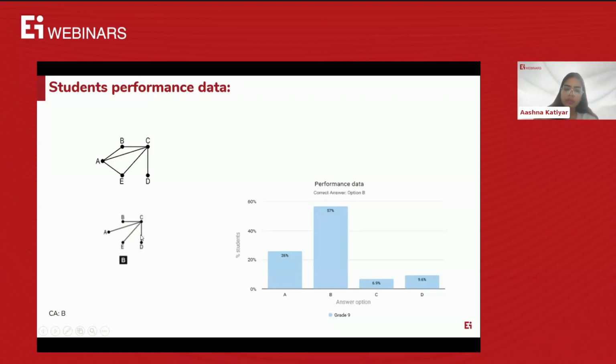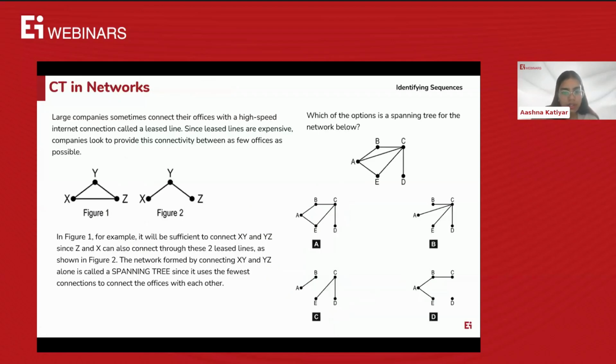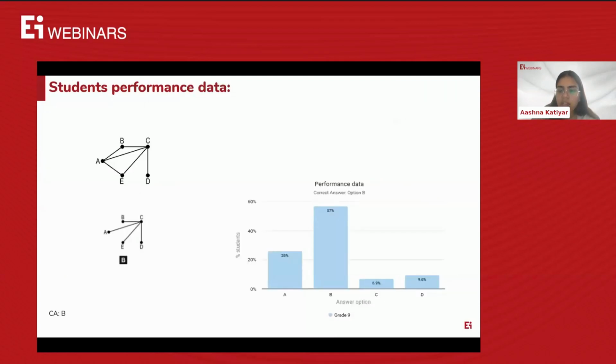Now, looking at the students' performance for this question, most of the students, 57%, have answered option B, that is the correct answer. But you can see that some of them have answered option A, and that is this one. They are kind of misinterpreting and using one more connection than option B. So in option B, we are making 4 connections, but in option A, we are making 5 connections. So that is not the least number of connections. And some of the students have answered option C and option D.